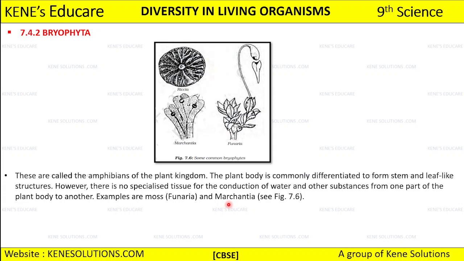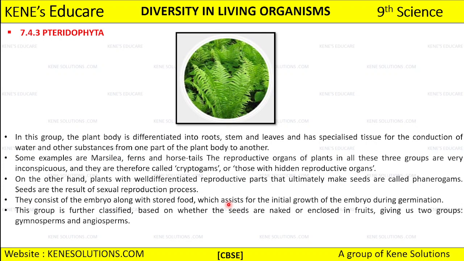And Bryophyta are also called the amphibians of the plant kingdom. After that, we studied Pteridophyta, where we saw that we can differentiate the plant body into root, stem, and leaf. They have the specialized tissues, xylem and phloem, for conducting the food and minerals. Then the reproductive organs: you can see that the reproductive organs will be hidden, and if they are hidden, we call them cryptogams. And if the reproductive part is well differentiated and makes seeds, then we call that phanerogams. After that, we saw that we can divide them into two, gymnosperms and angiosperms.